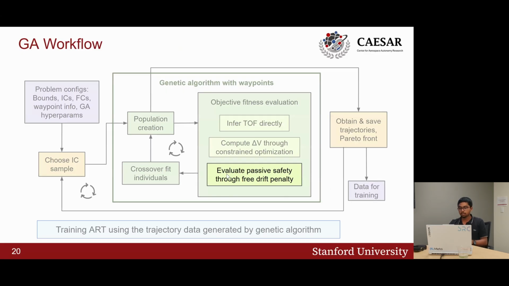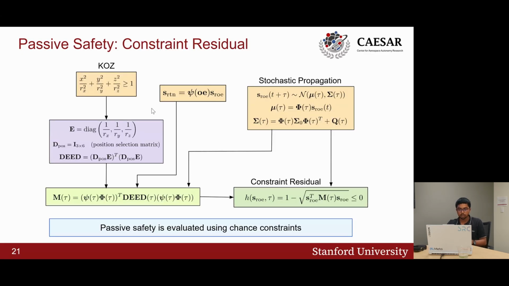And going to the next one, which is the passive safety. Essentially you have some keep out zones that you do not want the trajectories to go next to. Basically this flowchart just represents how we can quantify the level of passive safety in the trajectory. So you model the KOZ, you get this matrix, and you do the stochastic propagation, and we're using chance constraints to quantify passive safety. And finally, after all of this, you are left with a constrained residual, which is an indication of the level of passive safety in the trajectory.